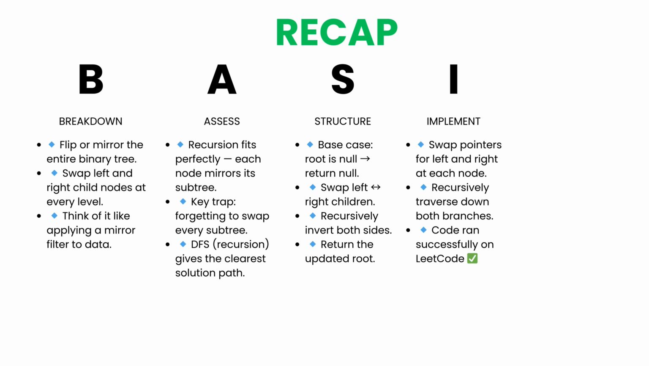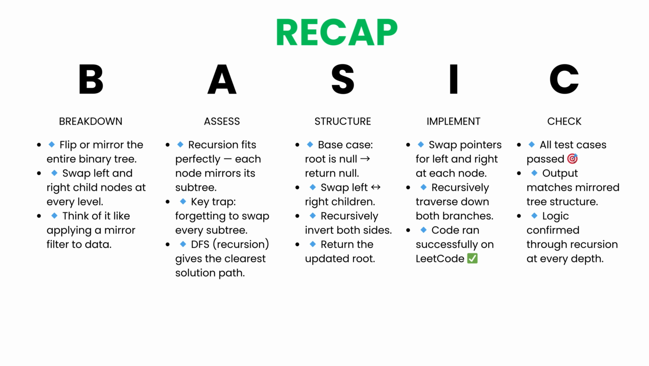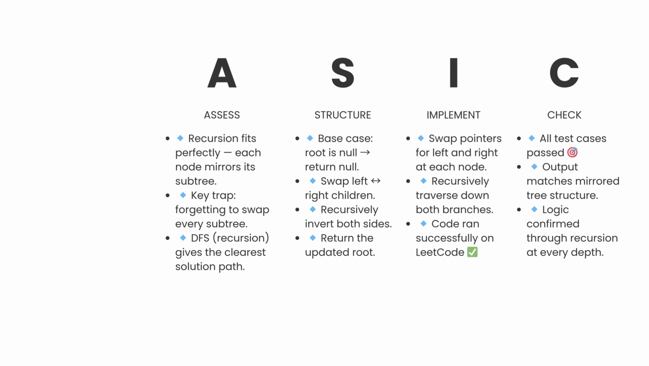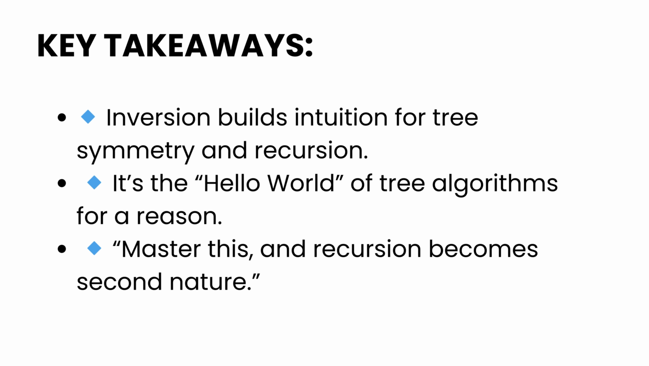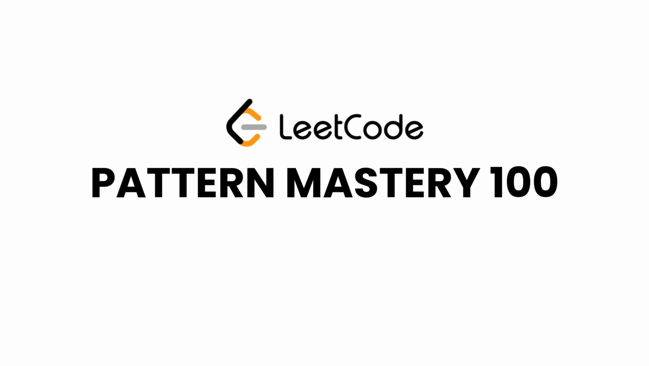We followed that plan in code, ran it on LeetCode, and it executed successfully with no errors. We walked through examples, confirming each node swapped correctly and all test cases passed as expected. The key takeaway? Recursion is about trusting the process. Solve for one node, let the function handle the rest. Mastering this mirror logic makes tackling more complex tree problems far easier.